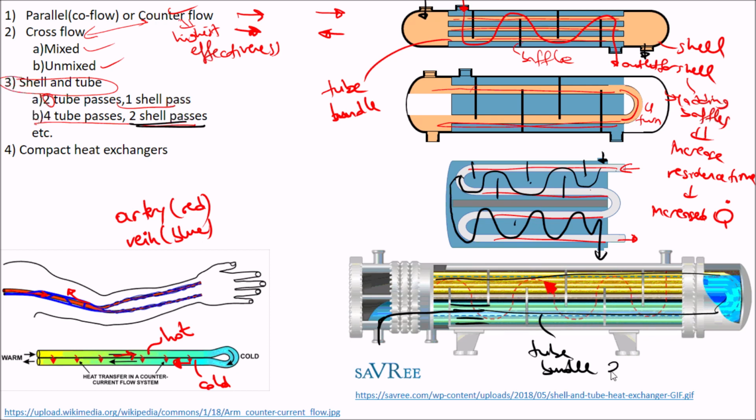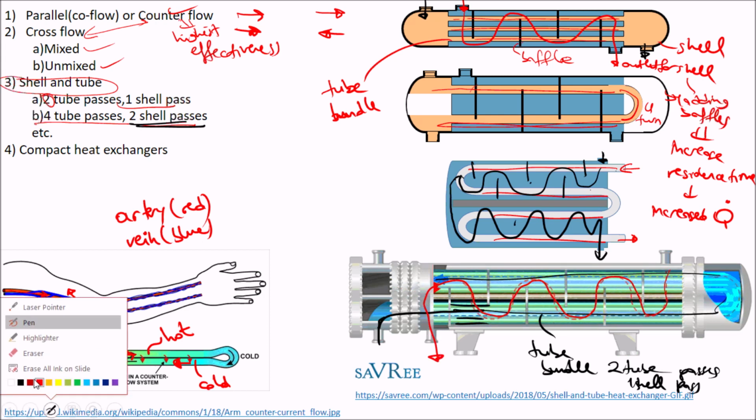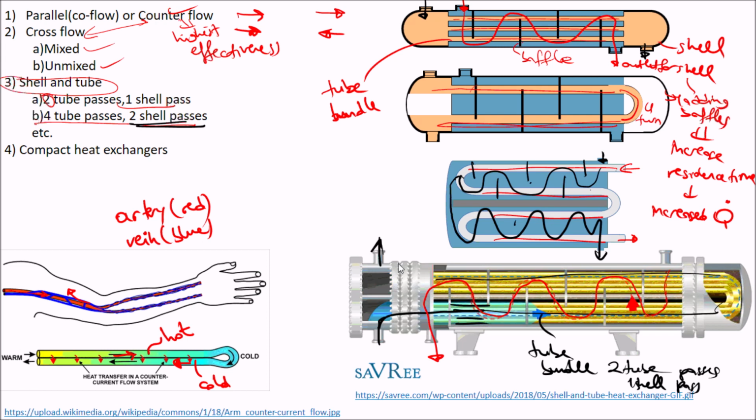Here we have two tube passes but one shell pass. It moves in that direction. Again it follows a zigzag way due to the addition of the baffles here. It moves in that direction. And this one is the outlet for the tubes, and this one is the outlet for the shell. These are also baffles.